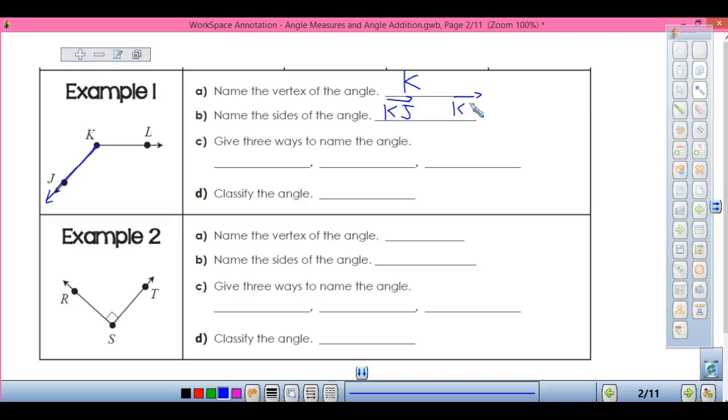Okay, 3 ways we can name it. Angle K would work because there's just 1 angle there. Angle JKL or angle LKJ. Notice how I have the angle symbol in front of them so that I know you're talking about an angle. Okay, you have to put that angle symbol.